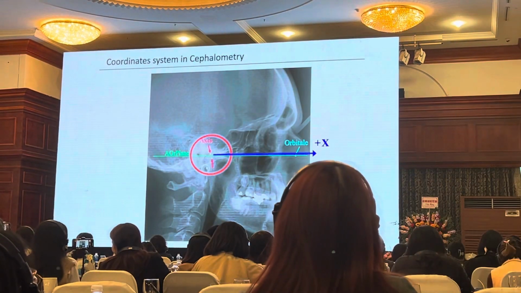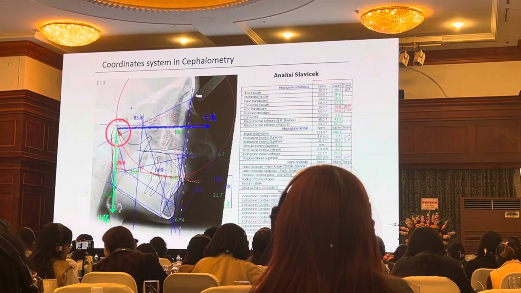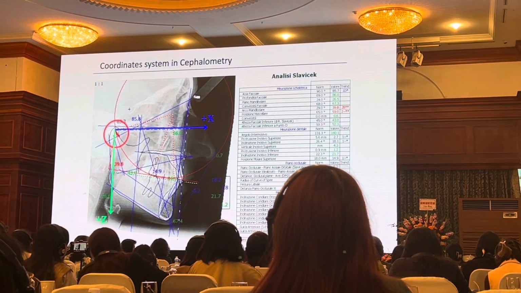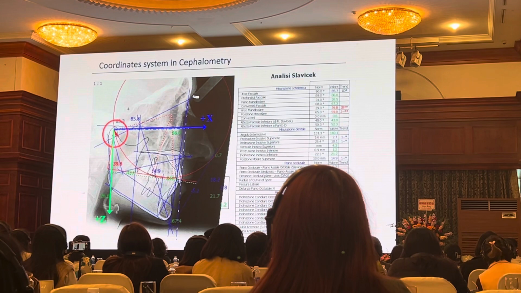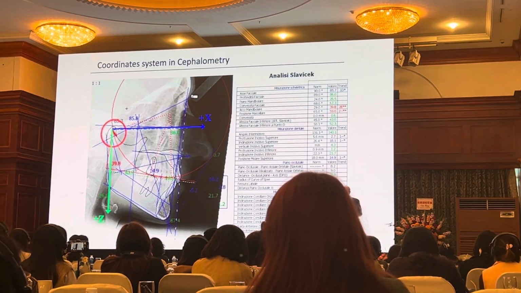And now, from the axis orbitale, I can define the ideal vertical dimension to place the disc without any chance of compression. Okay, no risk.